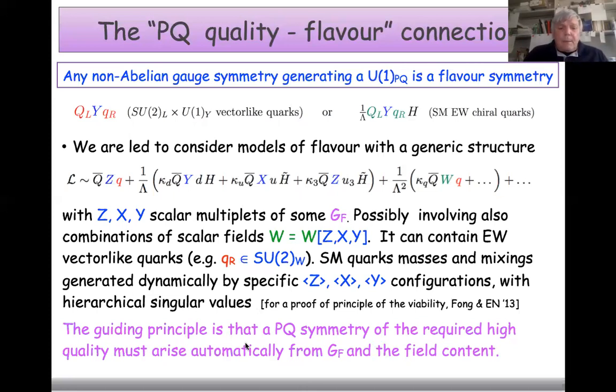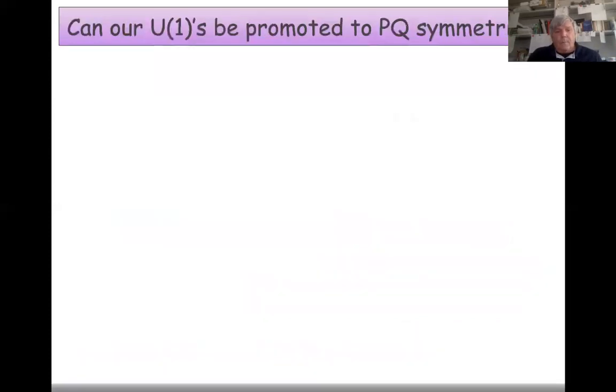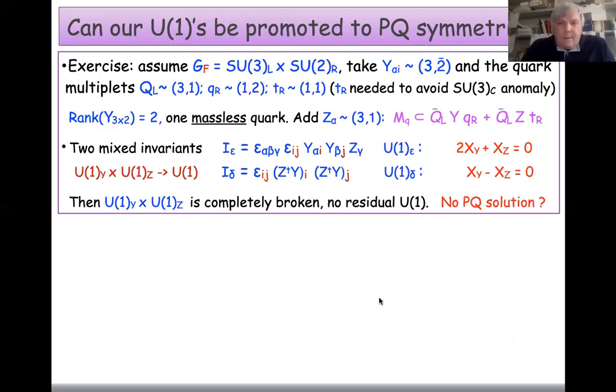So the guiding principle is that the Peccei-Quinn symmetry of the required high quality must arise automatically from a suitable flavor group and from the field content. So we go back, but our accidental U1 can be promoted to Peccei-Quinn symmetries. It's easier to illustrate with an exercise here.